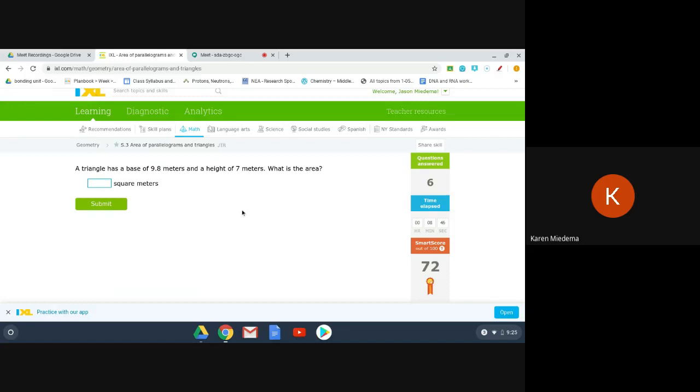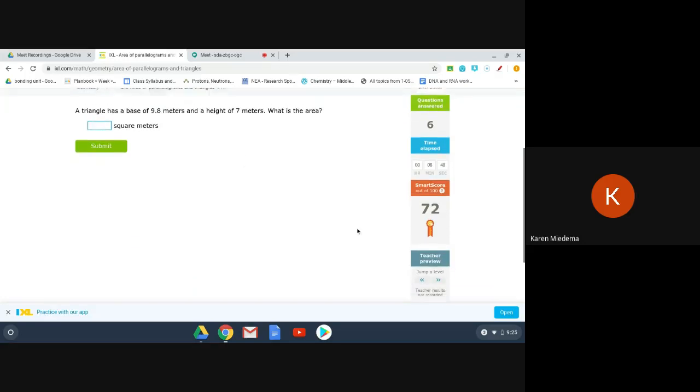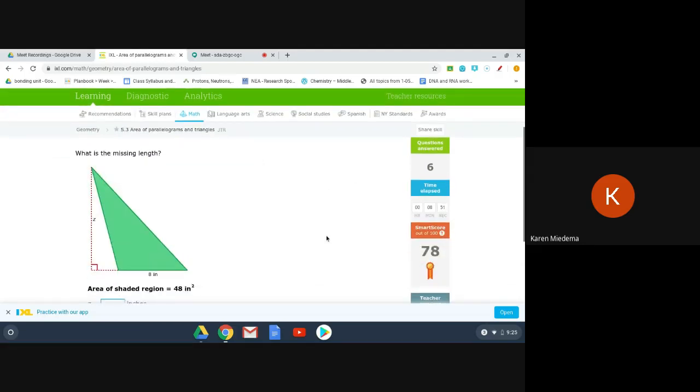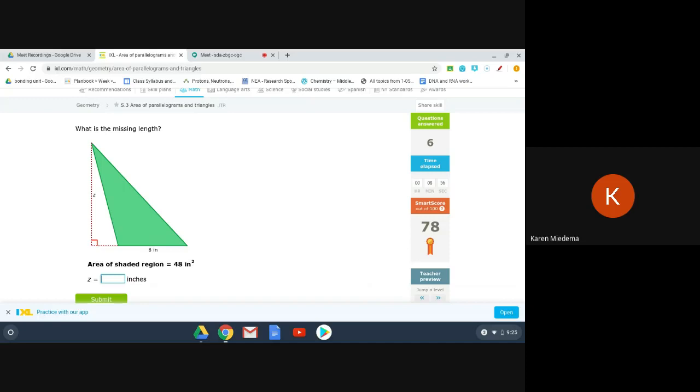Okay, this one's another triangle one, so I'm going to jump a level. Okay, it gets a little bit harder here because you're not solving for the area. You're solving for one of the missing lengths. So notice that in this triangle, again, when you have 1/2 base times height, the height has to be perpendicular to the base. You're looking for where that right angle is.